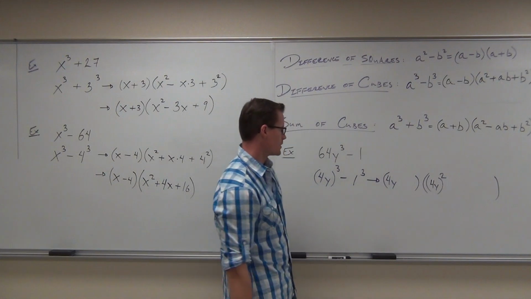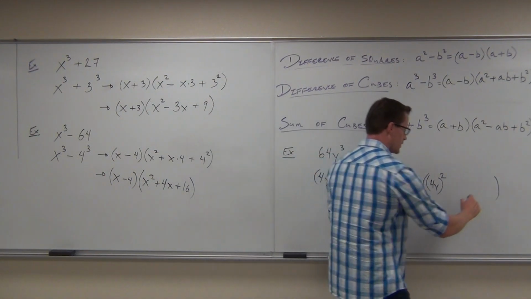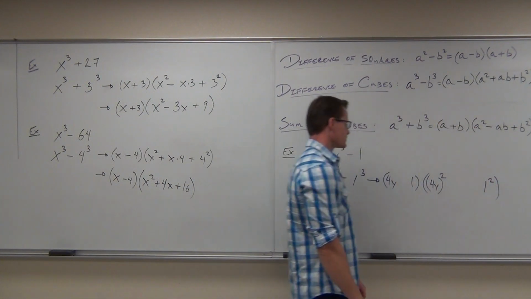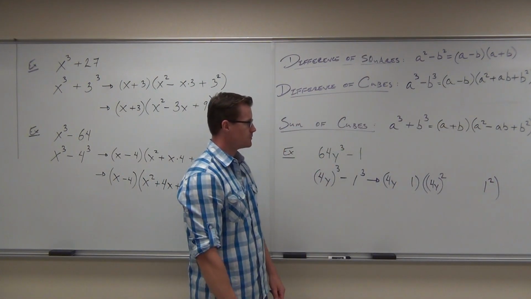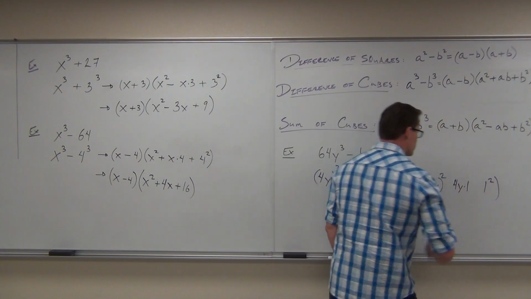Now, let's do the last thing. What's the last thing that I'm going to write? One squared. One here, and then, yep, one squared here. In the middle, we get the 4y times the 1.